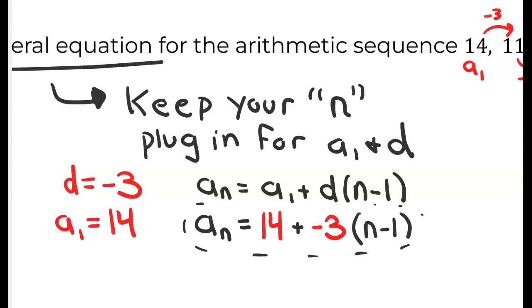Why we call it a general equation is that now you could give me any term, any nth term. It could be the 50th. I could plug in 50 for n quick and find out what it is. So you could give me the 102nd. I could plug in 102 for n. I would find that term as well.